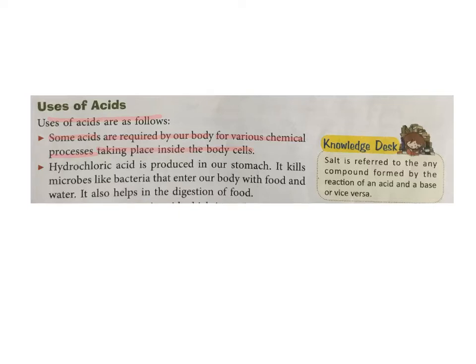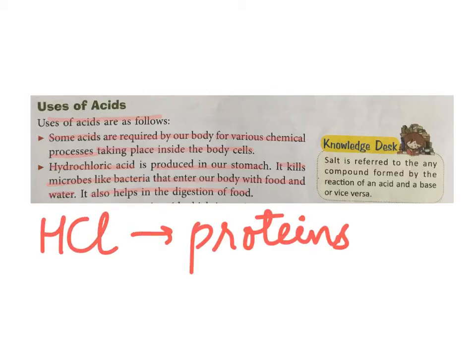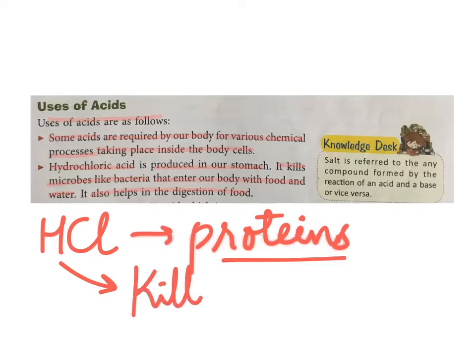The second use: hydrochloric acid is produced in our stomach. It kills microbes like bacteria that enter our body with food and water. It also helps in digestion of food. So this HCl present in your stomach is actually used to digest proteins. Moreover, this acid kills the bacteria which enter our body via food and water.